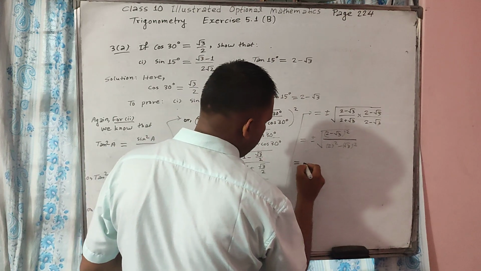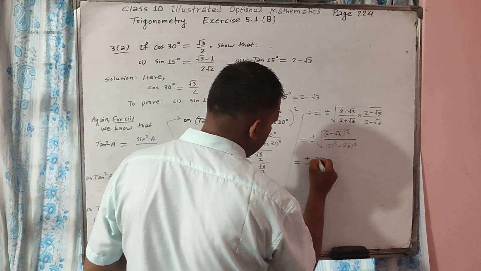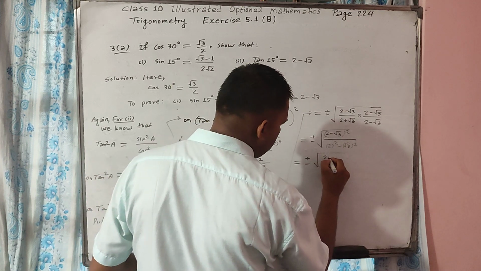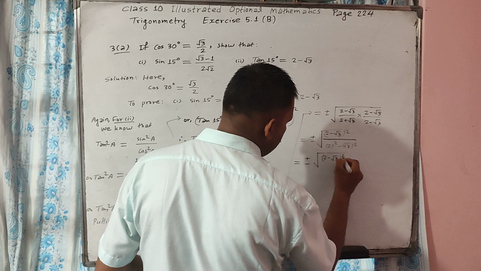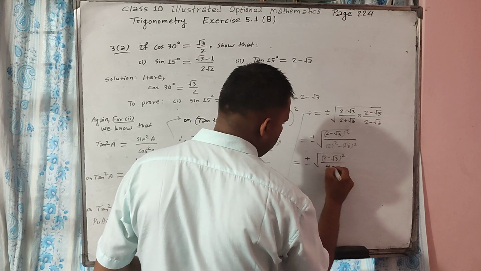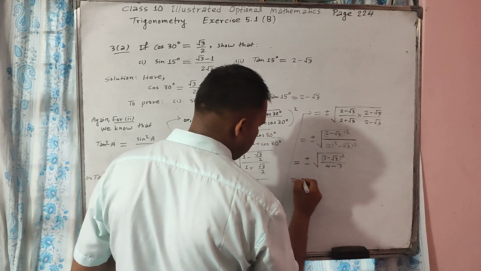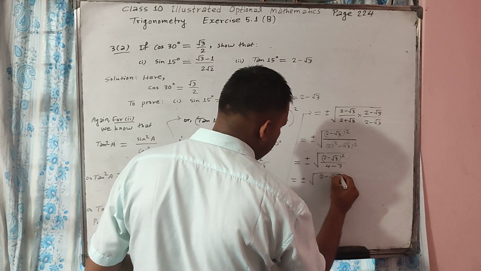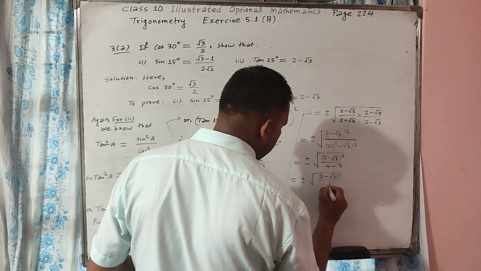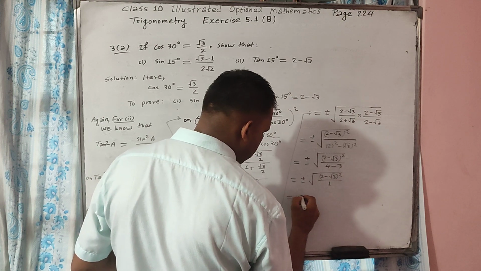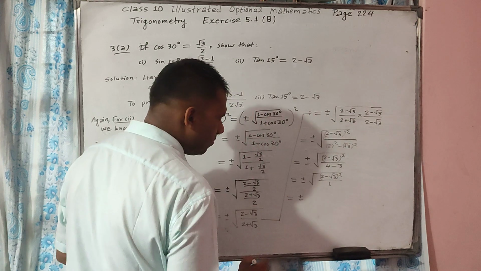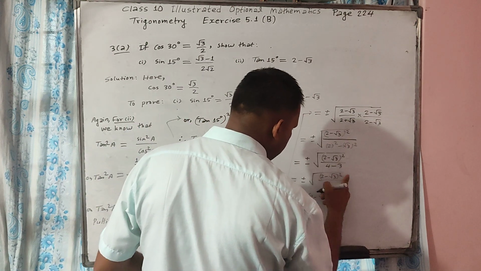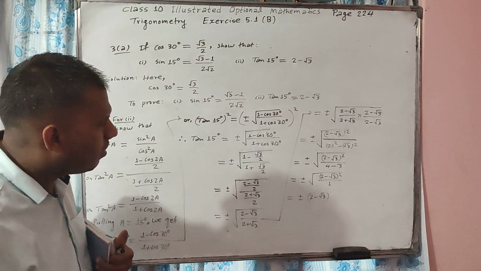Now this equal to plus minus square root of (2 minus root 3) whole square upon 2 square, 4 minus root 3 square 3, so 4 minus 3, which is 1. So this equal to plus minus 2 minus root 3. Square and square root cancel out. Square root of 1 is 1.